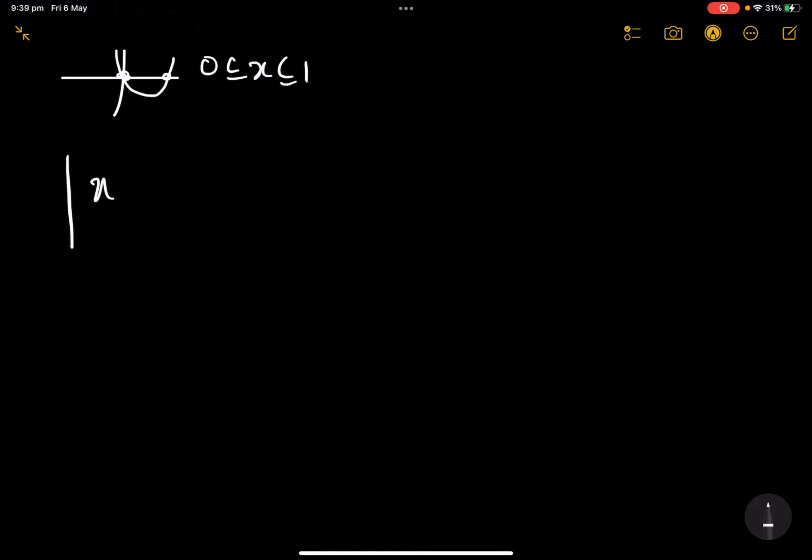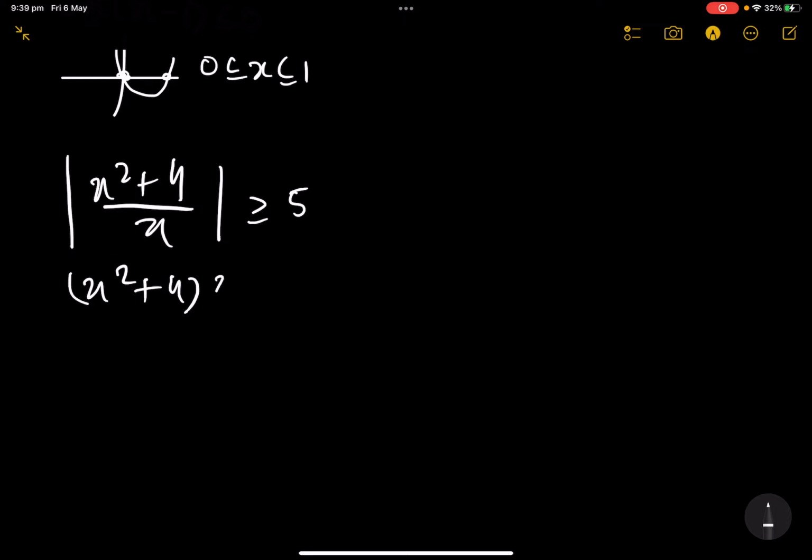Next question: the absolute value of x squared plus 4 over x is greater than or equal to 5. Now you really can split this into two fractions, absolute value of x squared plus 4 over absolute value of x, but I don't like doing that. Squaring both sides, much simpler. (x squared plus 4) whole squared.